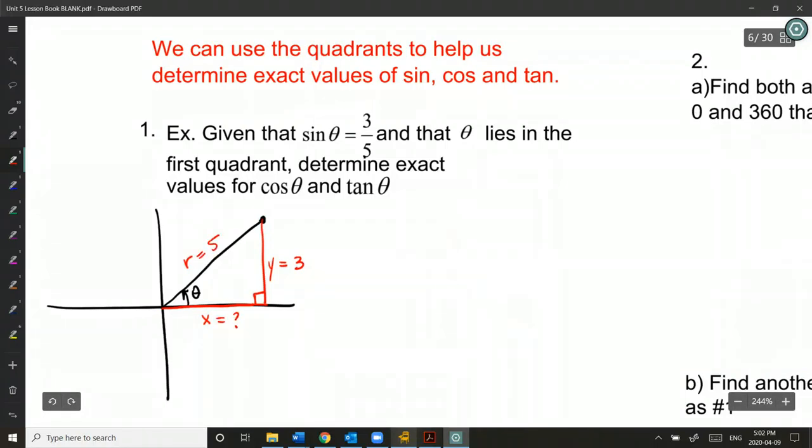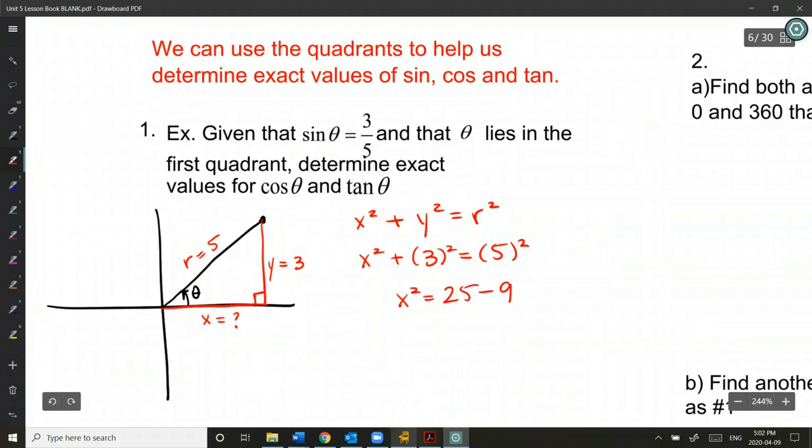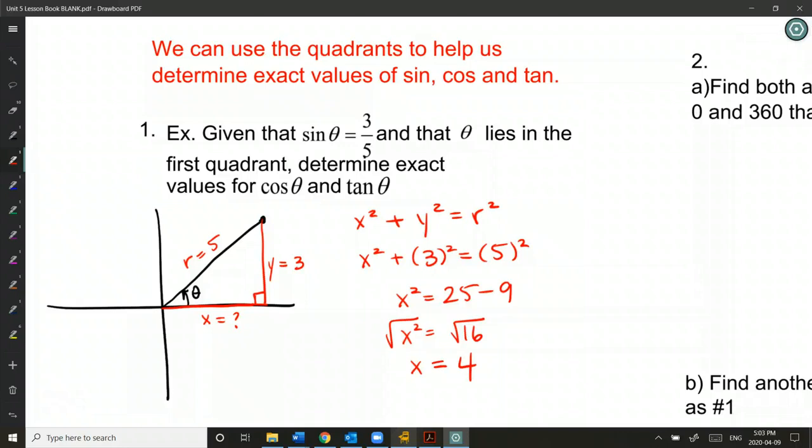X is the question mark that's going to allow me to set up the exact values of sine and cosine. I don't need to get the angle for this. I actually don't even need to solve for the angle at all in this question. I can use Pythagorean theorem, which we said above was x squared plus y squared should equal r squared. So we see here that x equals 4.